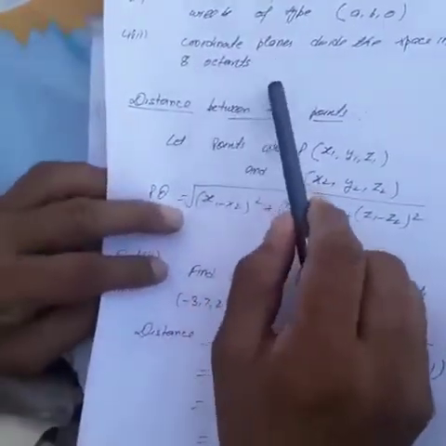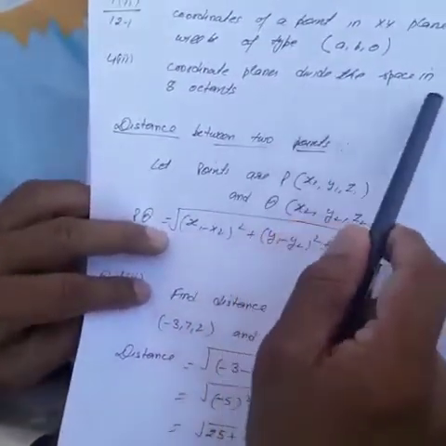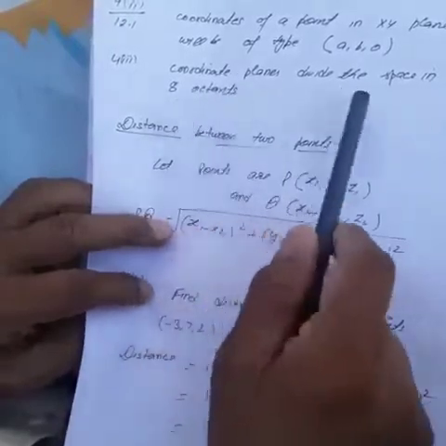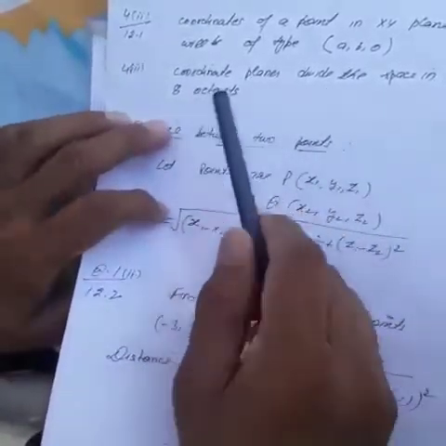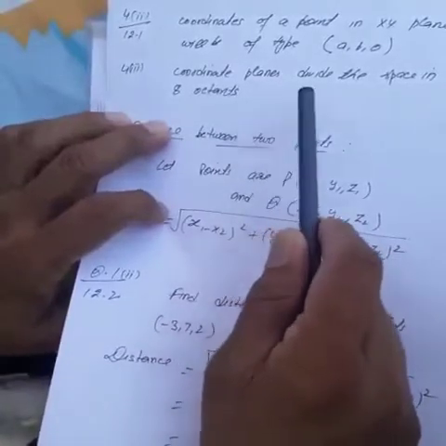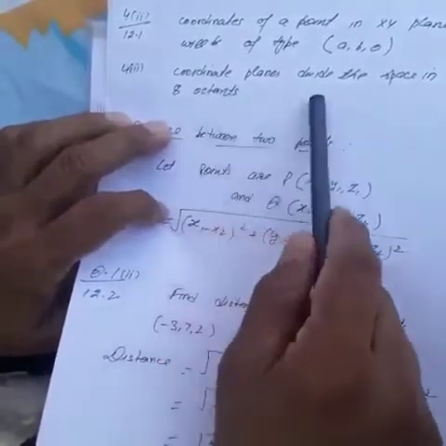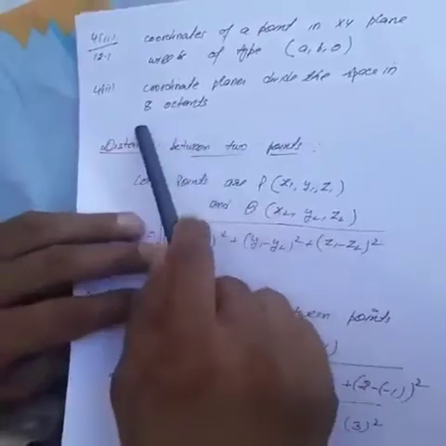Third point, the coordinate planes divide the space in 8 octants. How many octants? So in 8 octants. The question was in how many octants the coordinate planes divide the space. So coordinate planes divide the space in 8 octants.